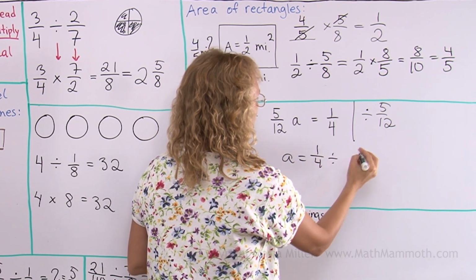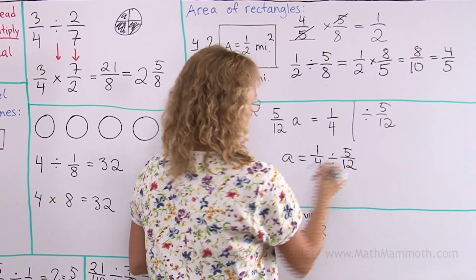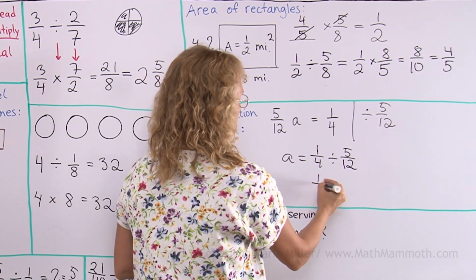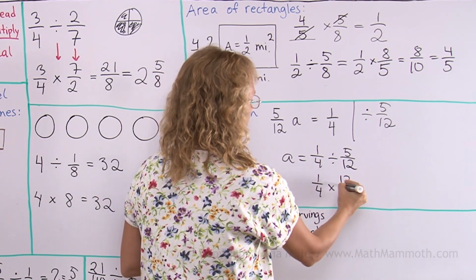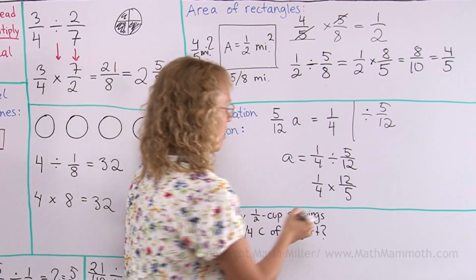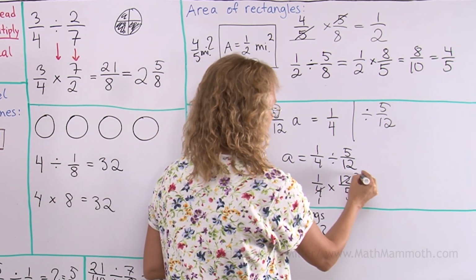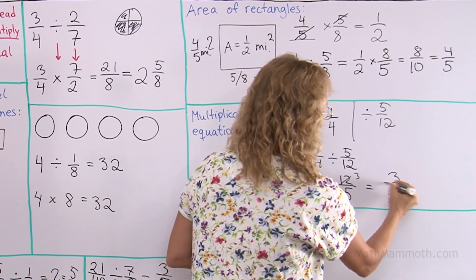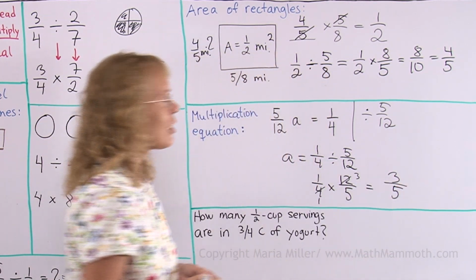1/4 divided by 5/12. Okay, let's change it now to multiplication. 12/5. Here 12 and 4 I can simplify. They are both divisible by 4. So that only leaves 3/5. And so the equation is solved.